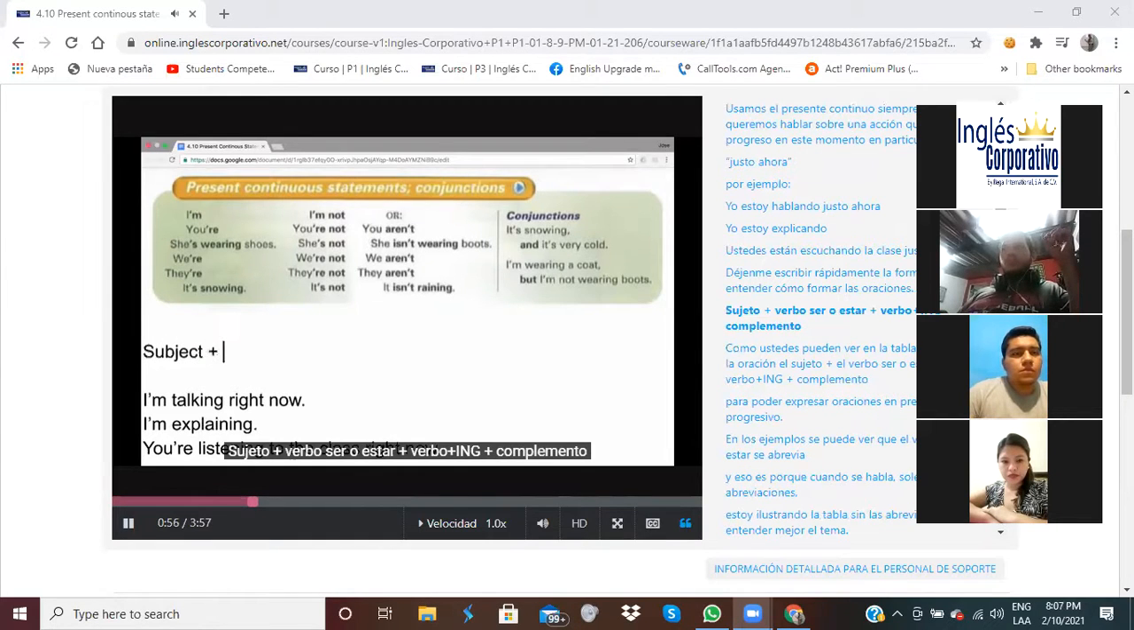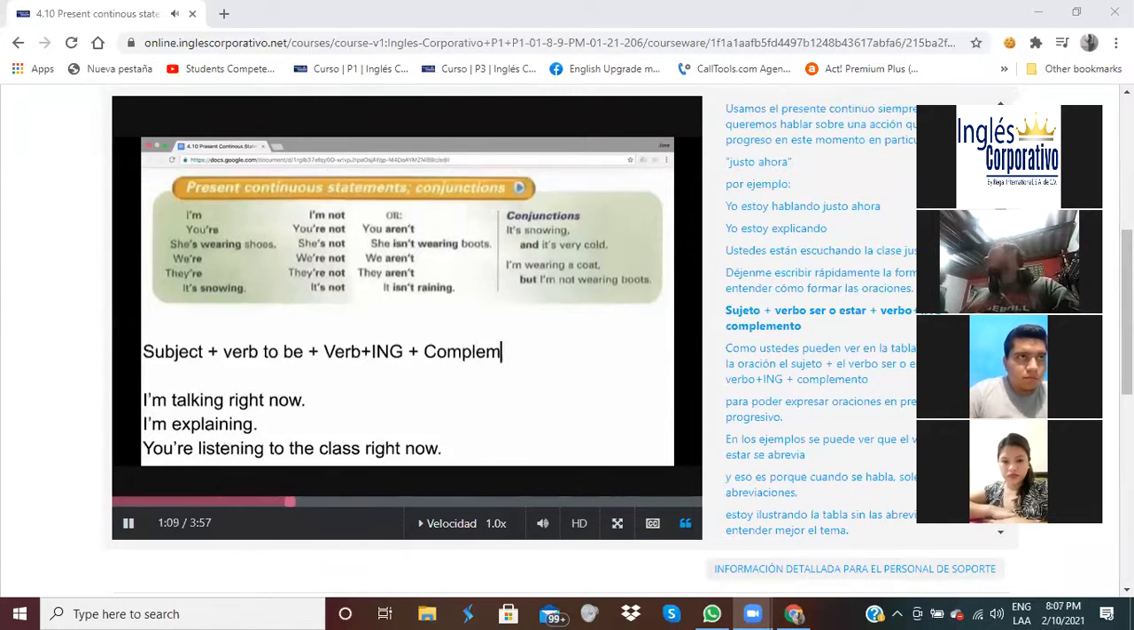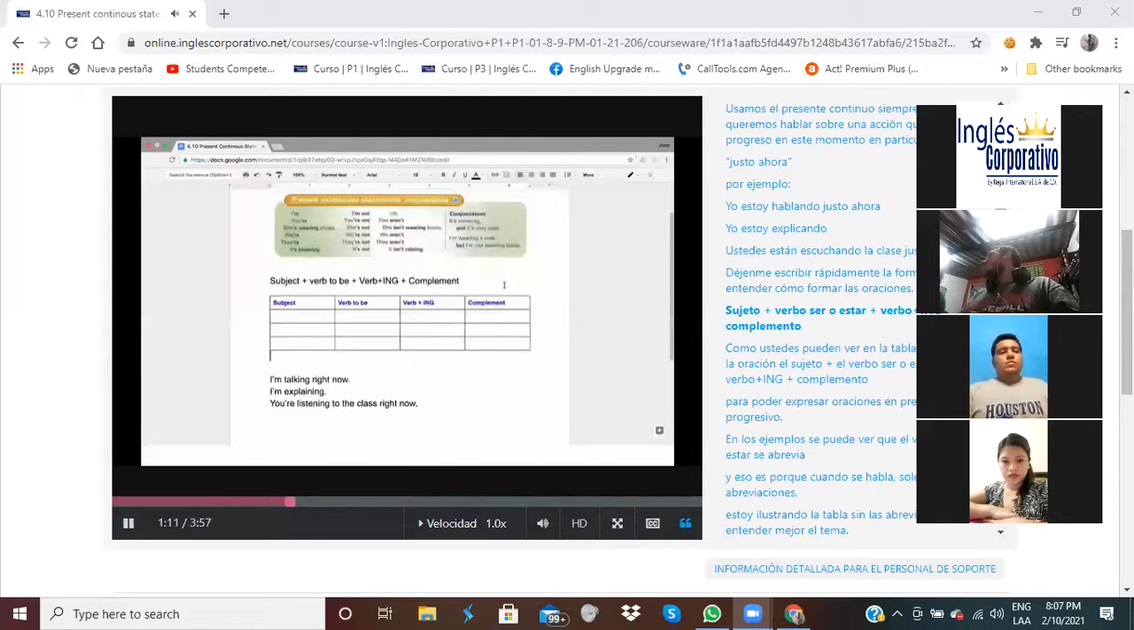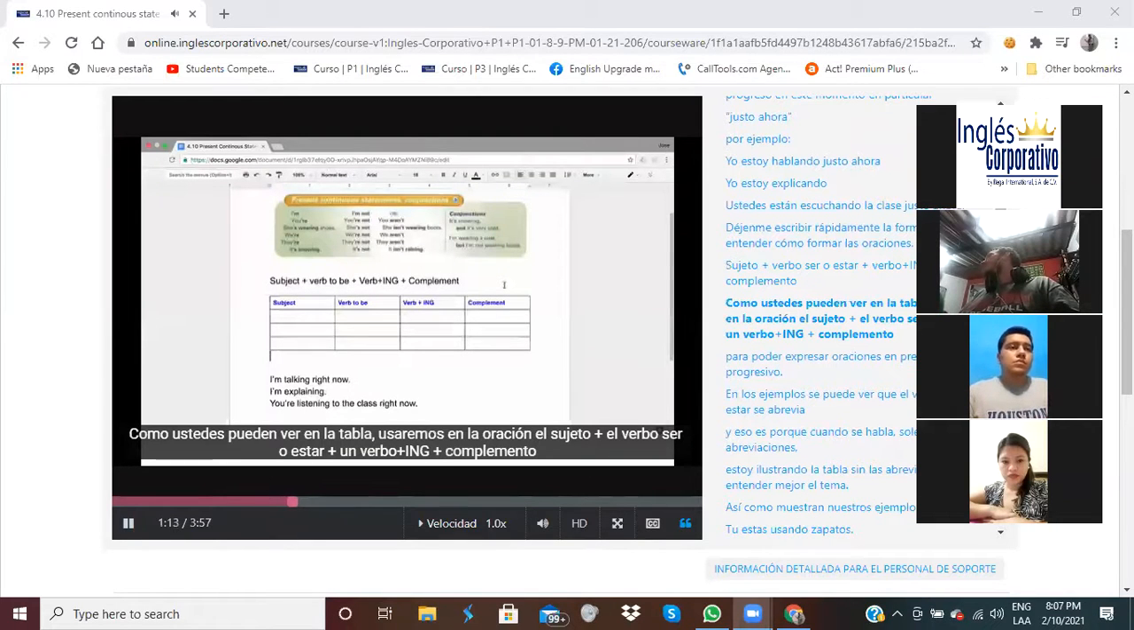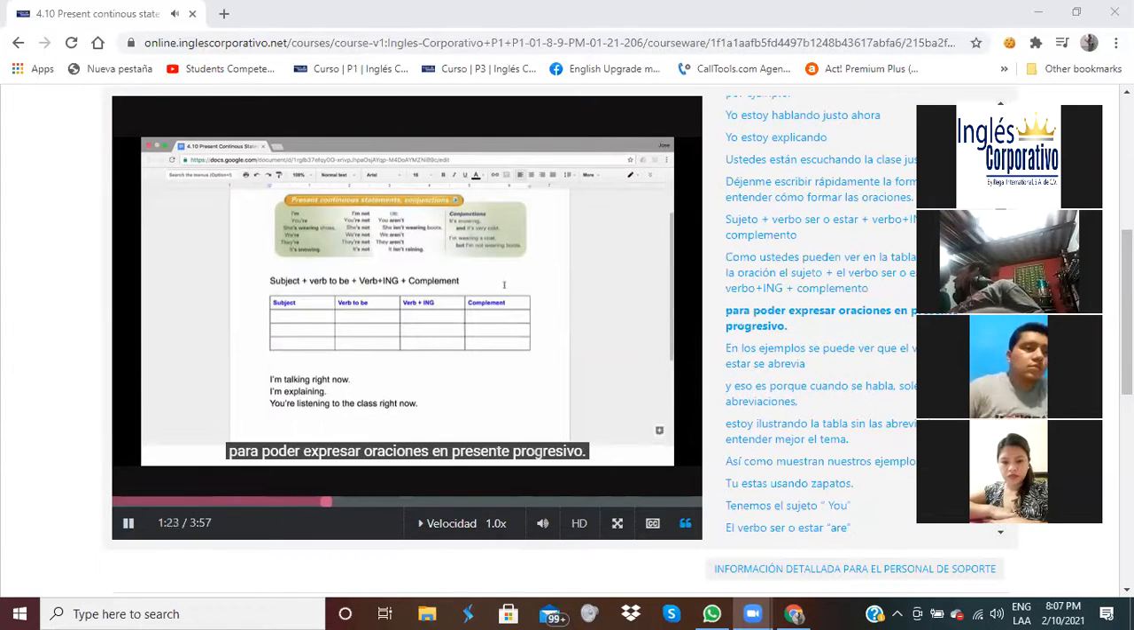Subject plus verb to be plus the verb plus ing plus some kind of complement. As you can see on the chart, we will use the subject of the sentence plus the verb to be plus the verb in its ing form, plus some complement in order to express sentences in the present progressive.